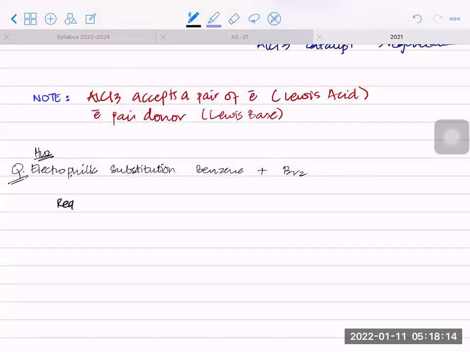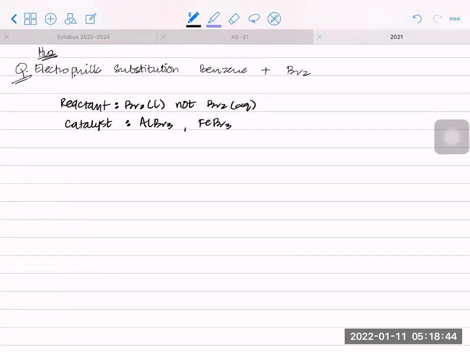So you have the reactant. The reactant is liquid bromine, not aqueous bromine, because if you take bromine water, then the catalyst will break, right? And what will be the catalyst? The catalyst would be AlBr3. You can also take, by the way, FeBr3. Yes, so you can take FeBr3 or AlBr3. So that will be your catalyst. Now let's just see the overall reaction first.